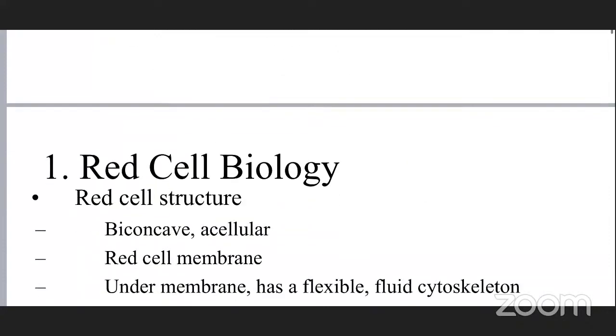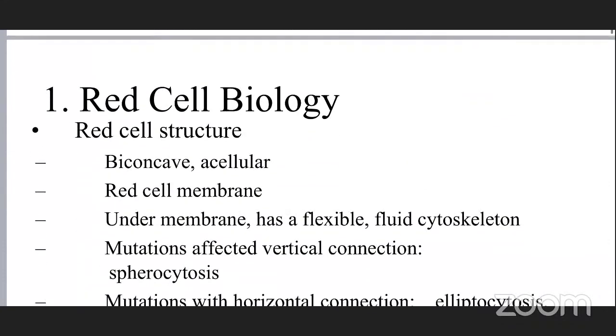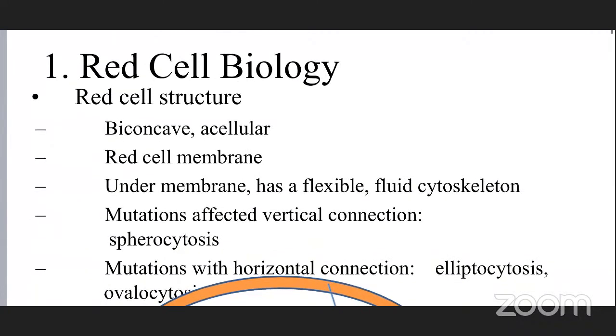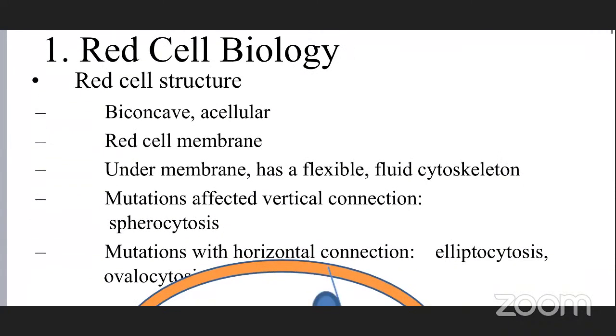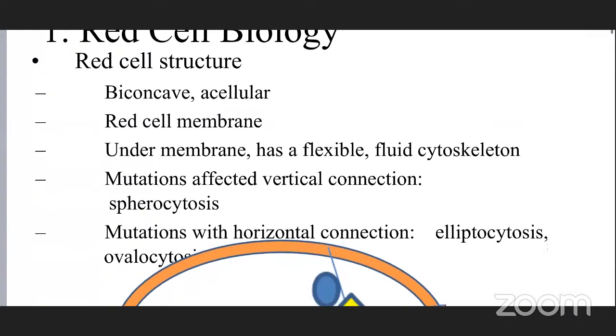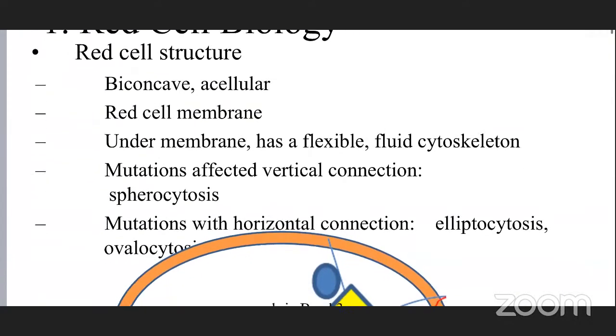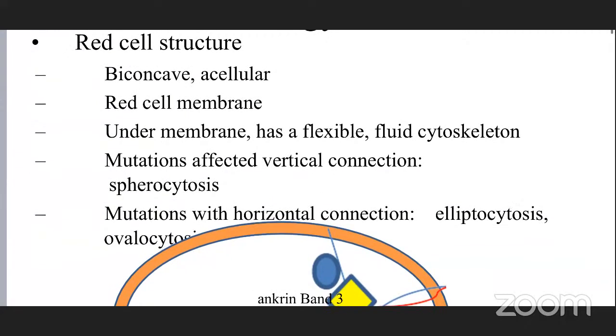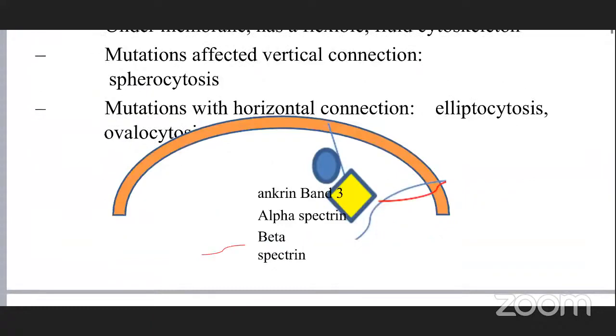So I will start quickly with the red cell biology, a quick refreshment. We talk about red cell structure, which is biconcave, cellular, and has a cell membrane. It is a flexible fluid cytoskeleton, and it has vertical connections and also horizontal connections. And in both these connections, vertical and horizontal, we have the congenital abnormalities of hemolytic anemias.